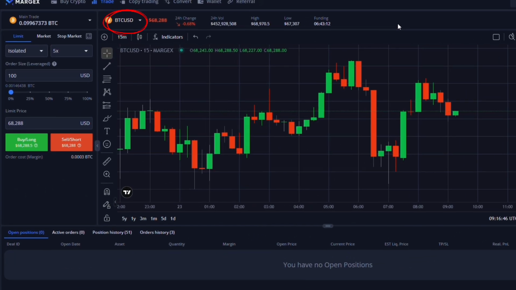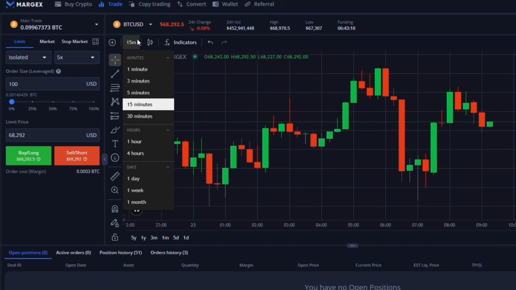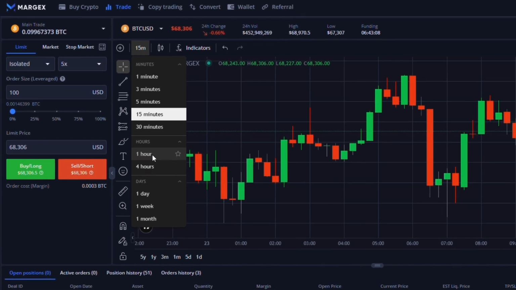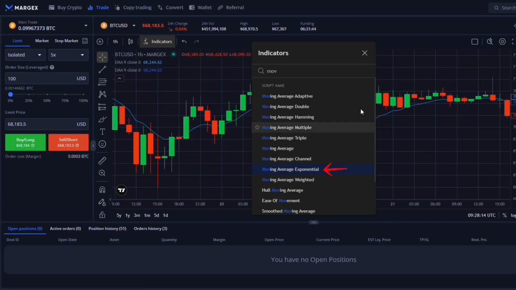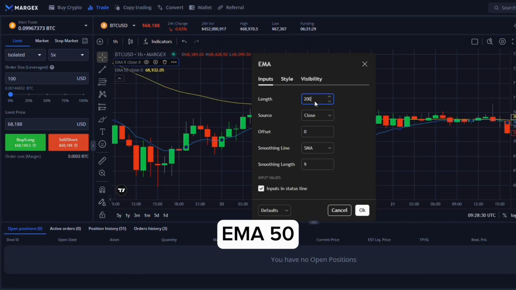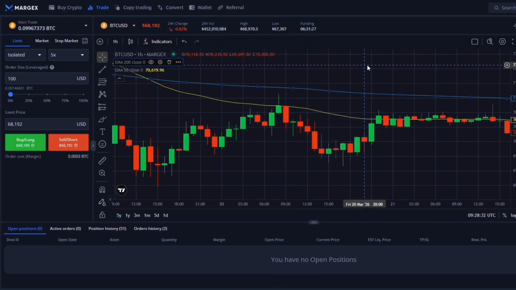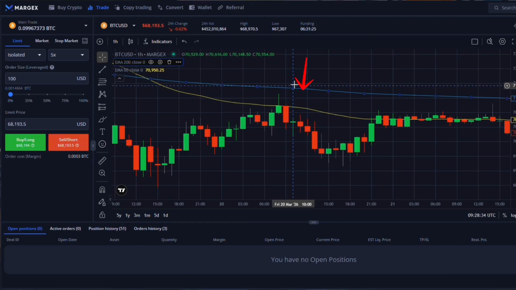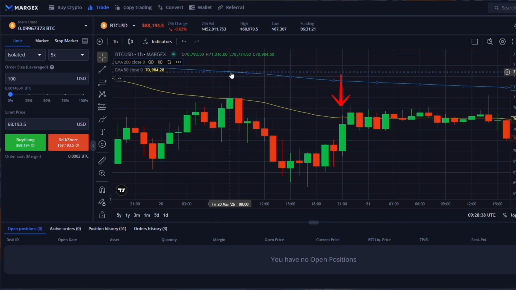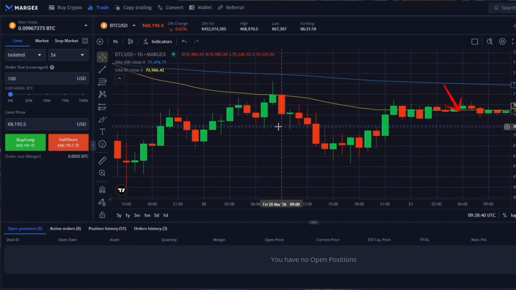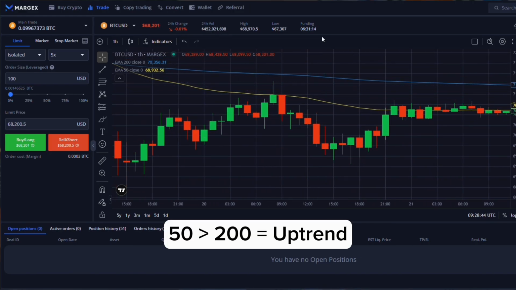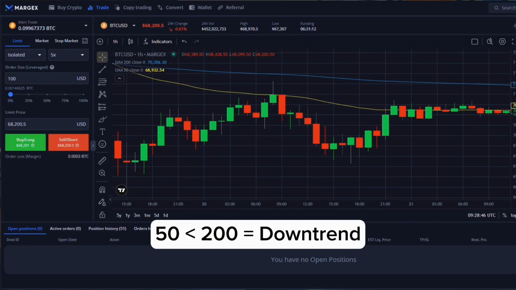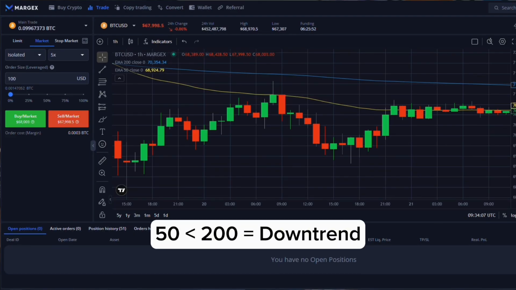Let's open Bitcoin on the Margex chart. Choose a clean time frame like the 1 hour or 4 hour chart. Now add 2 indicators, EMA 50 and EMA 200. That's all we need. EMA 200 shows the big market trend. EMA 50 shows the shorter term movement. If EMA 50 is above EMA 200, the market is in an uptrend. If it's below, the market is in a downtrend.